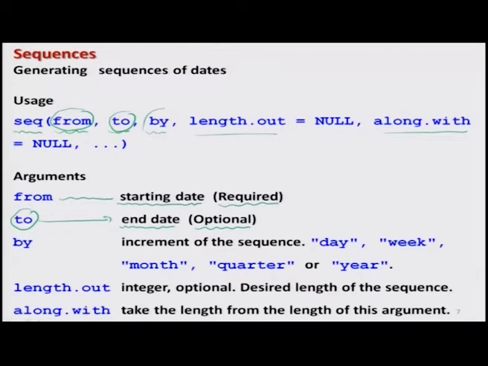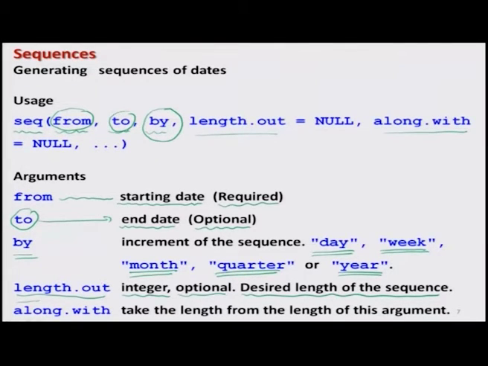And when I give the values for by, this depends on you, and this can be a day, a week, a month, a quarter, or a year. That depends on the requirement, whether we want to generate a sequence of dates with respect to day, week, month, quarter or year, that we have to specify. And then length out is an integer value, it is optional, not compulsory, but this will give you the desired length of the sequence, that is, how many values you want in a sequence.